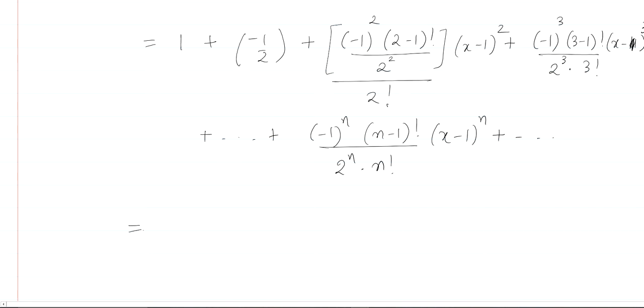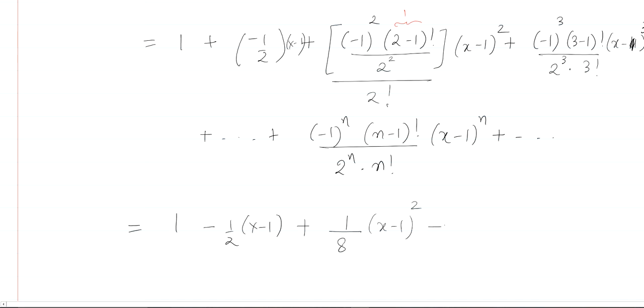Now we can simplify this. The first term becomes 1. The second term, oh sorry, there is an x minus 1 here that I missed. The next term becomes half x minus 1. The third term we'll simplify. The minus 1 squared becomes 1. 2 minus 1 is 1 factorial, so this is simply 1. And then we have 1 over 2 to the 2 times 2 factorial, which becomes 8, times x minus 1 squared.